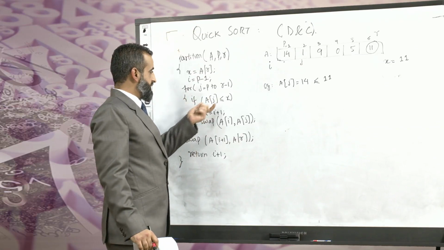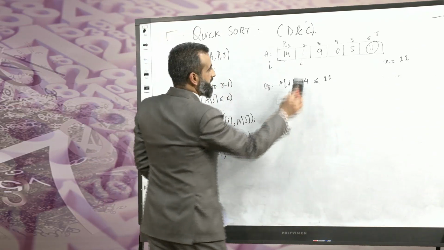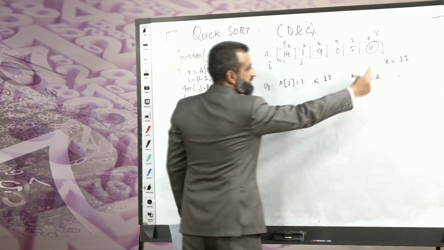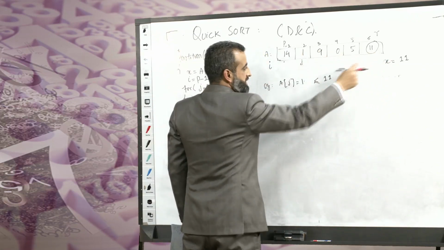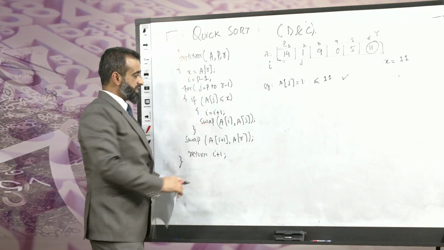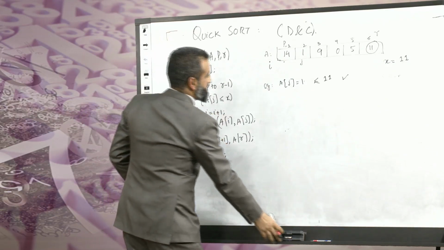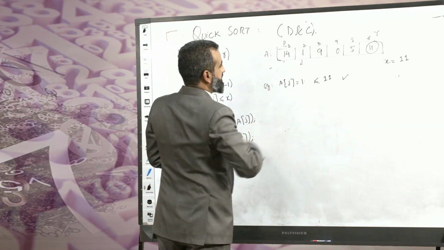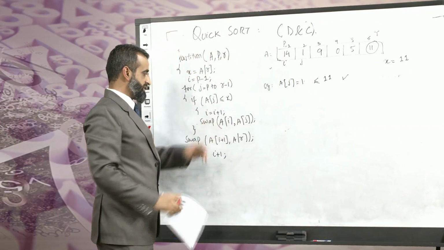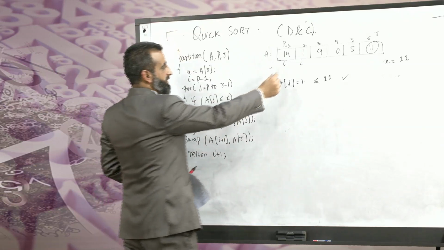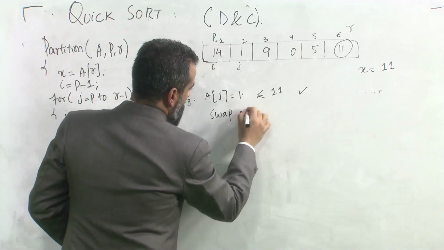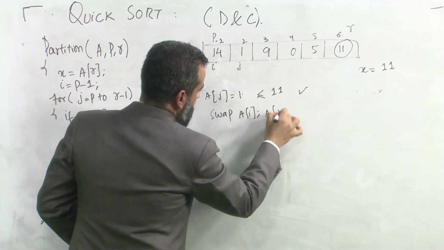I again make the comparison. A of J here is pointing towards 1. Is that less than or equal to 11, the pivot element? The comparison is between the A of J and the pivot element. The condition in this case happens to be true. Now if the condition is true, we need to increment our I by 1. So I will now be pointing towards the first element. Once I make the necessary increment, I'll be making a swap between A of I and A of J. So I will swap A of I with A of J.